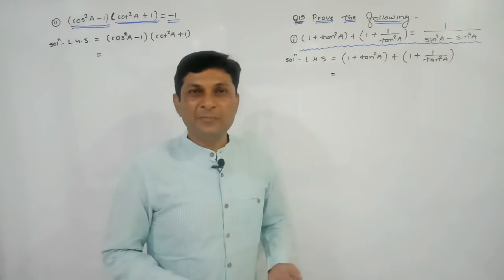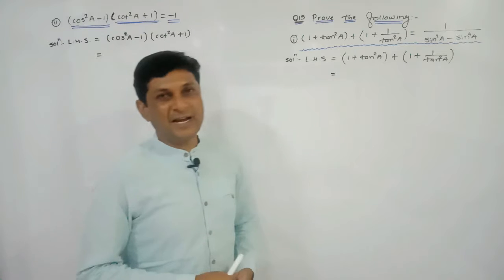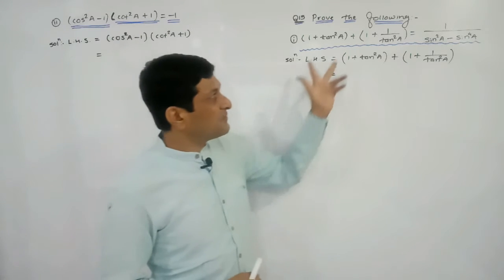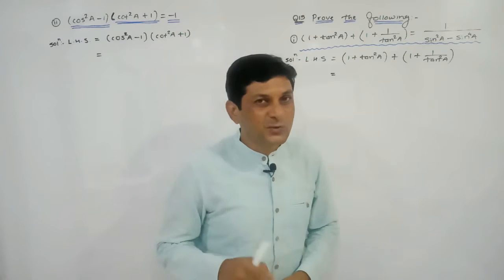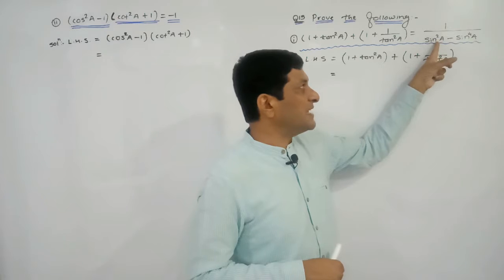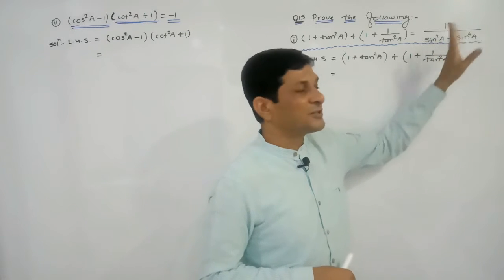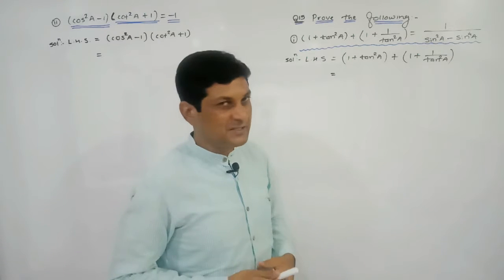In every example, we have to prove that the value of the left hand side is equal to the right hand side. So in the first example, we have considered the left hand side, and solving this we have to prove that its value is equal to 1 upon sine square a minus sine a raised to power 4. Let us simplify this left hand side.